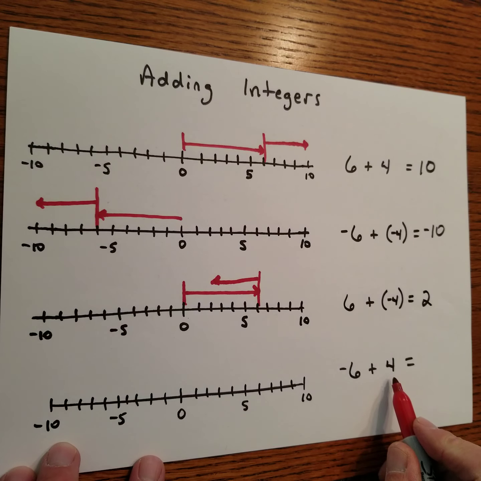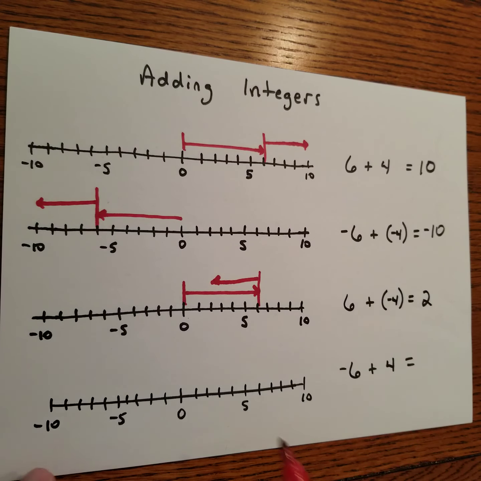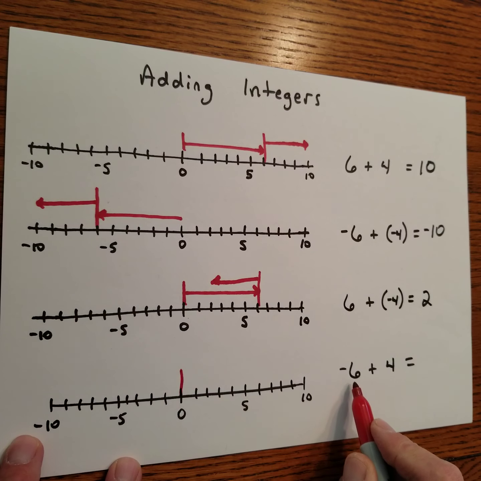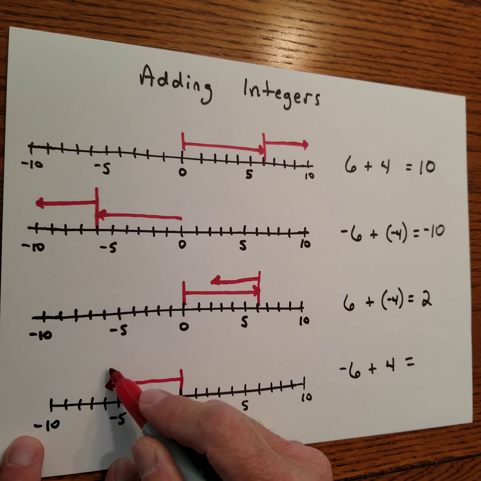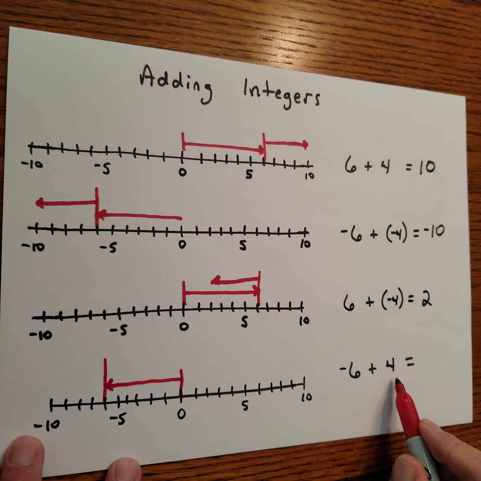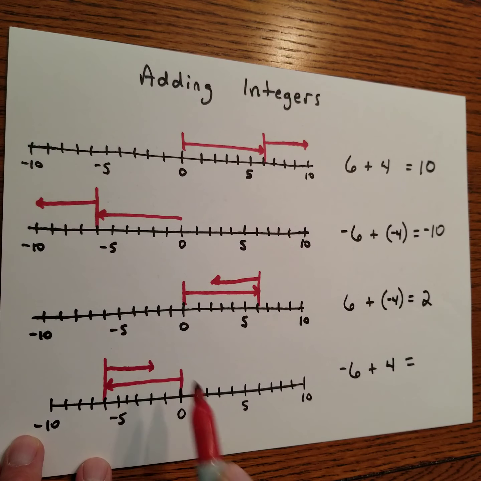Negative 6 plus 4. Move 6 to the left, then 4 to the right. Move 6 to the left, then move 4 to the right. 1, 2, 3, 4. And I end up at negative 2.